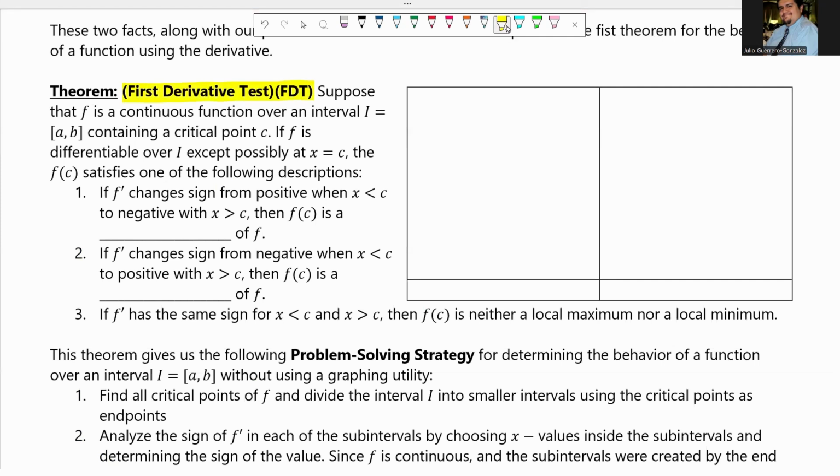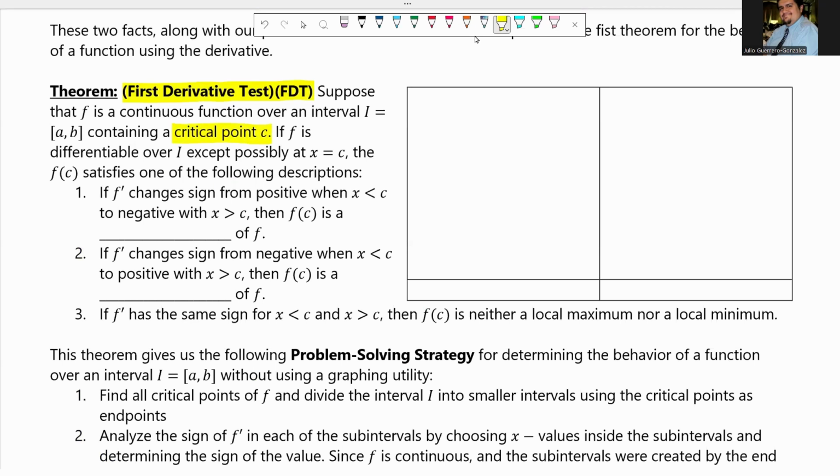Okay, so let me explain what we're going to get here, and let me read them out first. Suppose that you have a function f of x that is continuous, so you can draw your line without picking up your pencil. That's the quick and dirty version. Suppose you have a function that you can draw without lifting your pencil, and it contains a critical point.